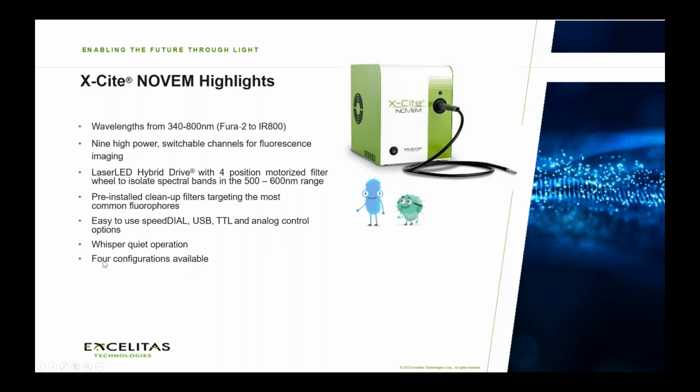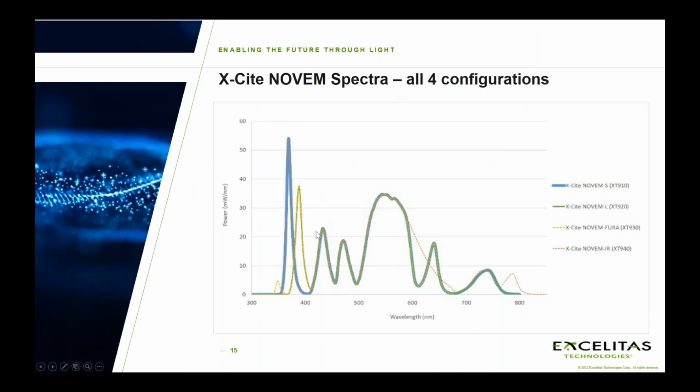And there are 4 configurations available, which I will briefly cover just so you know the options that are available. So these are the 4 different options that are available with the X-Cite Novum. It would cover your DAPI, CFP, FITC, and then you have your YFP, M-Cherry, Sci5, and Sci7. So all the flavors will include Sci7, which is fairly new as far as being available in multi-wavelength systems.